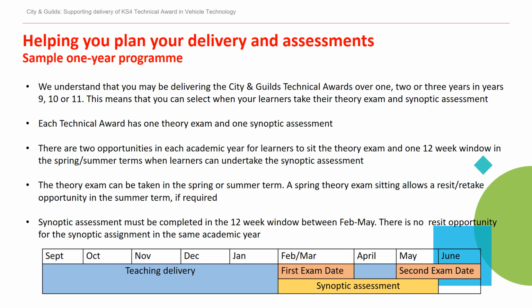The second sitting in May or June, the results of that will be released to the centre in August alongside the remaining GCSE qualifications for that year for other exam boards. So just to clarify, please be aware that there is no opportunity for a resit for the synoptic assignment in the same academic year.